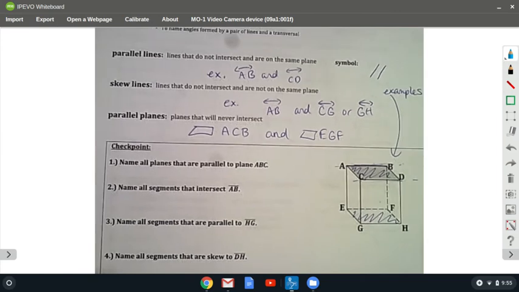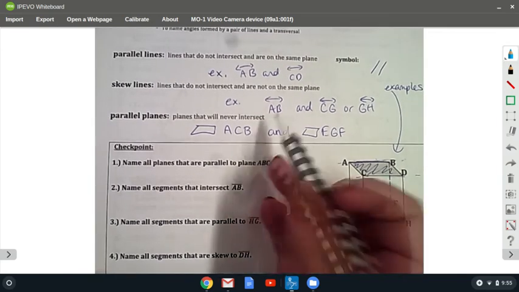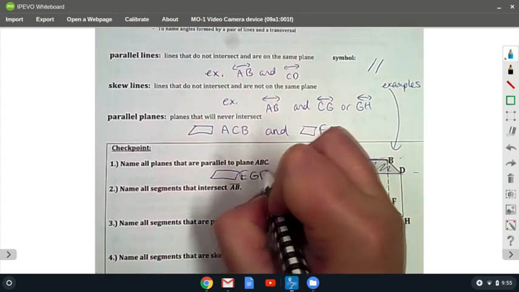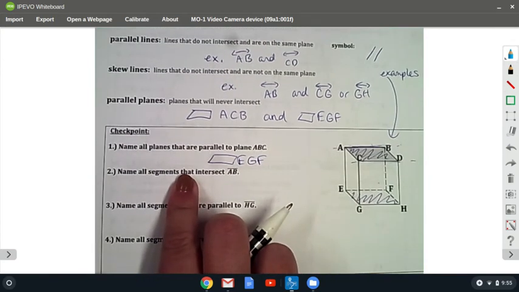Name all planes that are parallel to plane ABC. So plane ABC is at the top. We actually just did that. Plane parallel to it would be EGF. It's the bottom one.